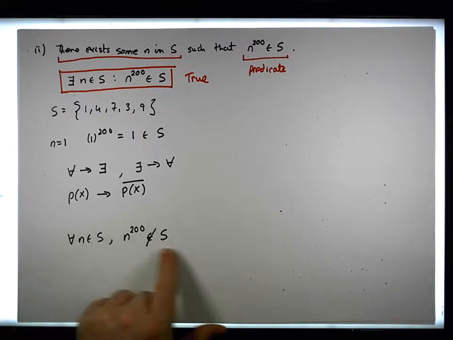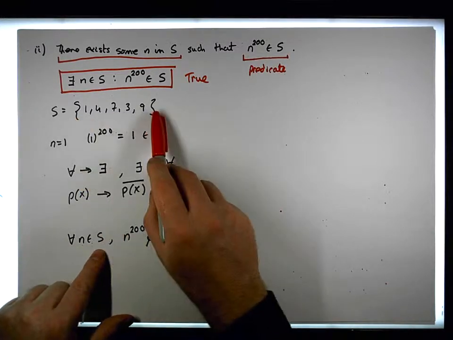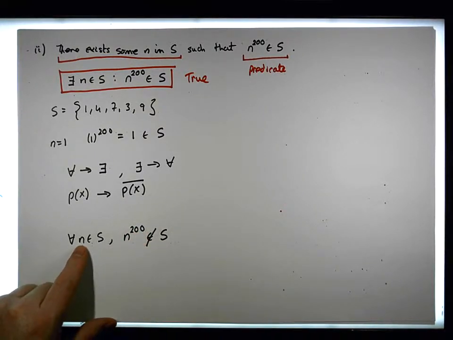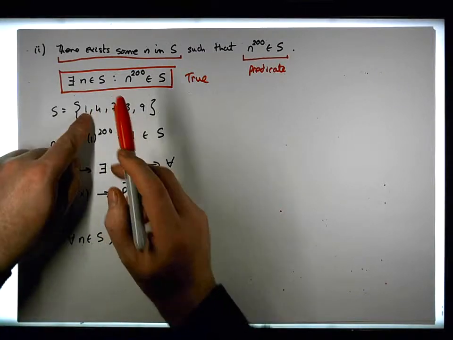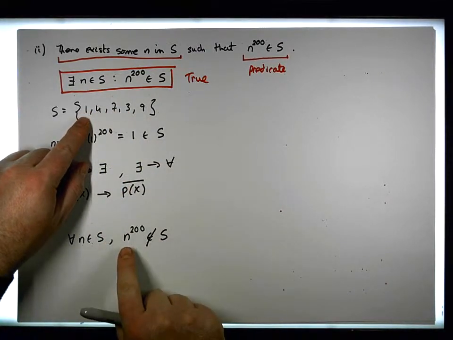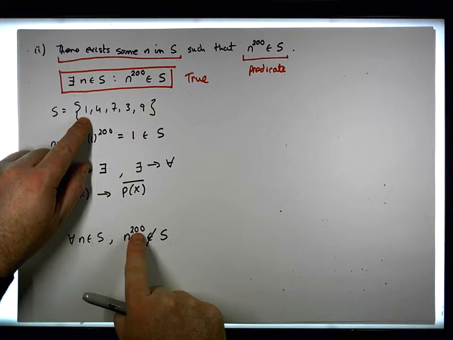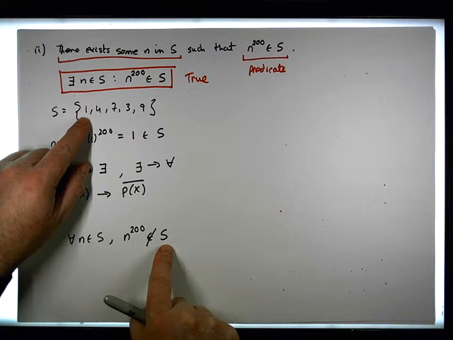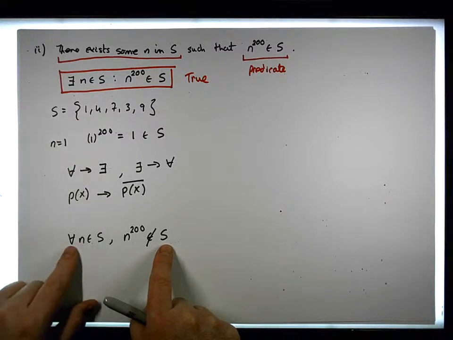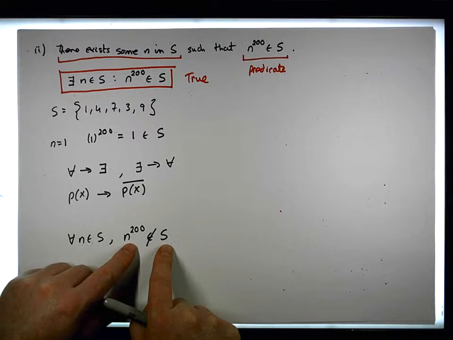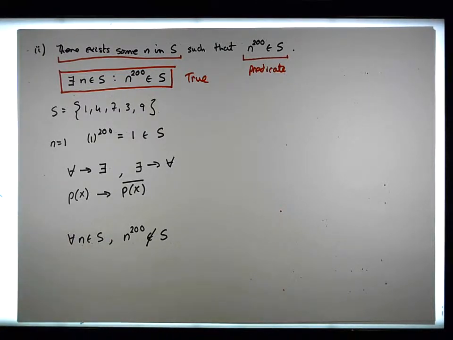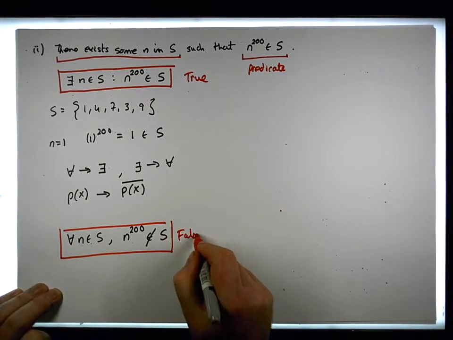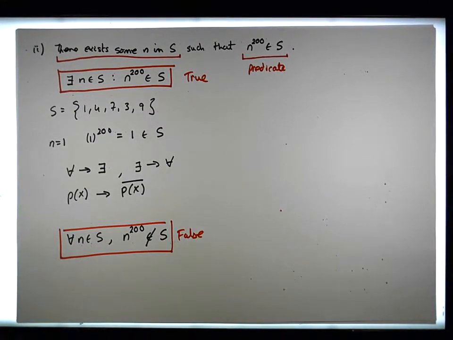So let's assess this. This statement is saying for all of the n's that are in S, we have n to the 200 is not in S. So let's take 1. When n is 1, we have 1 to the power of 200 is 1, and 1 is in S, so this statement is actually false. It says it's true for them all, and we just found an example of where it's not true. So that statement is clearly false.